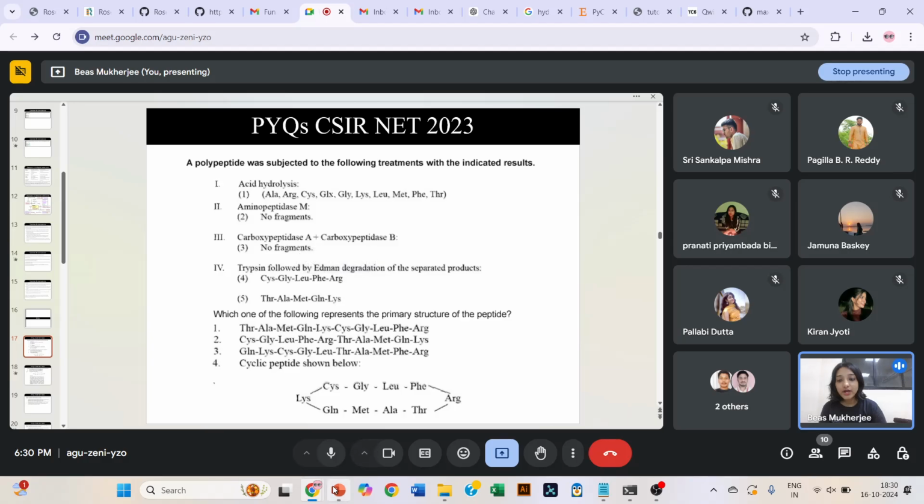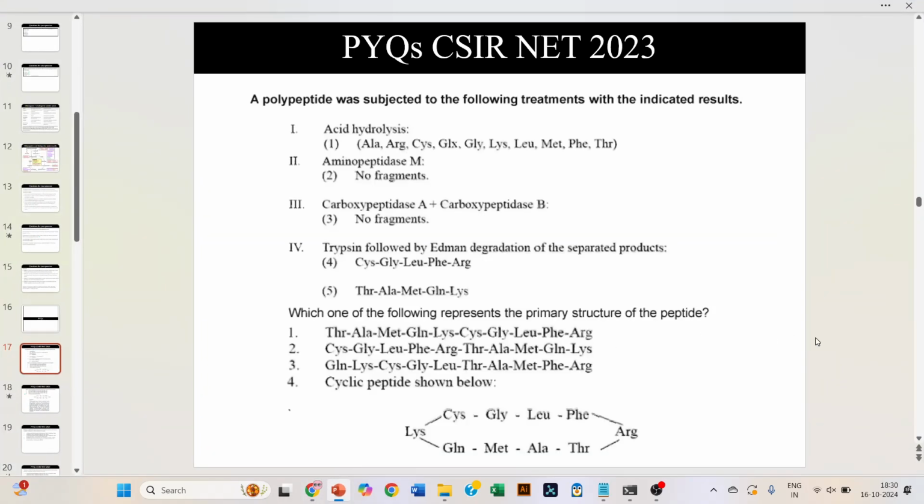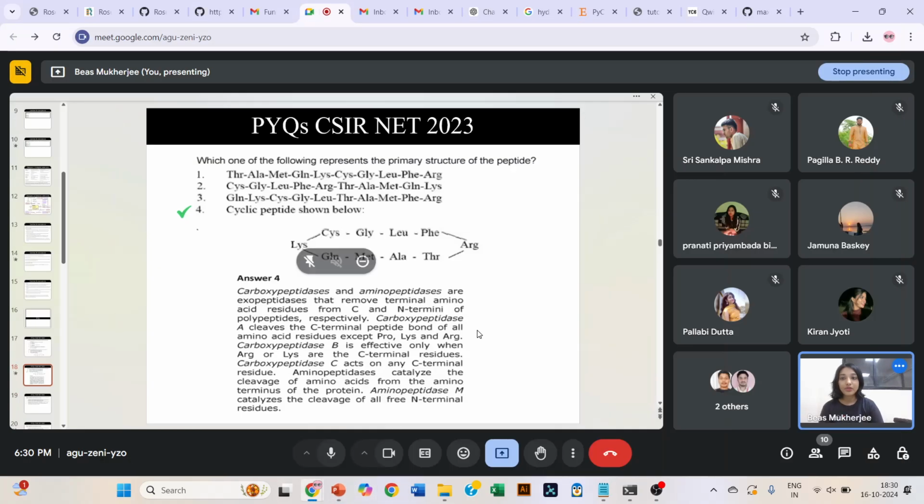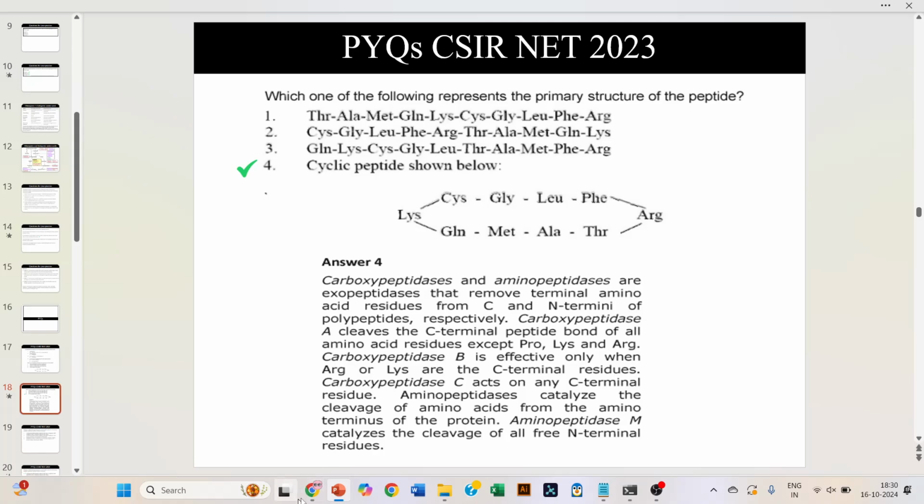We'll look at the answer for this question then. Okay, we'll look at this one. So which one of the following represents? If you are not able to see the PPT, please tell me.